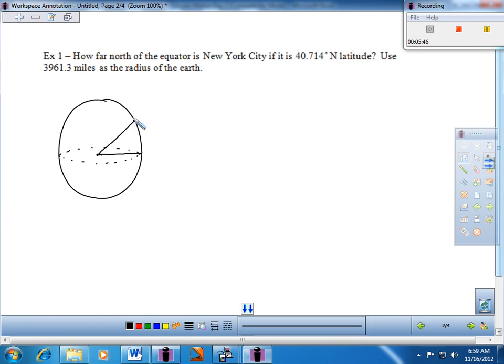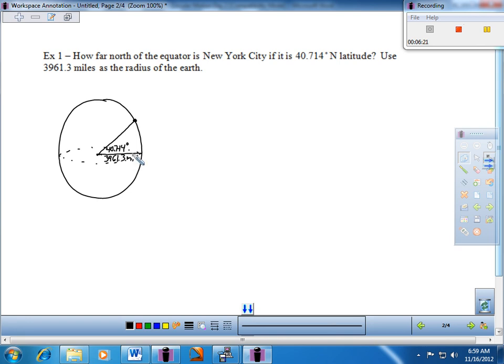And so the way I see it, everybody, is when it says 40.714 degrees north latitude, you can see obviously north of the equator, the central angle created right in here is going to be 40.714 degrees. Something like that would do. So that, everybody, is going to be our central angle. I'm given the radius of the Earth, as a matter of fact, and you can put it in one of two spots here, but this is the 3961.3 miles.